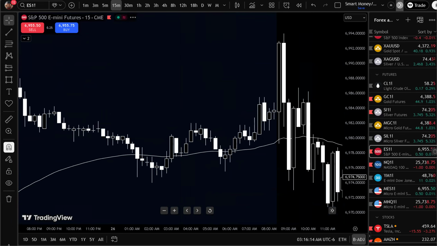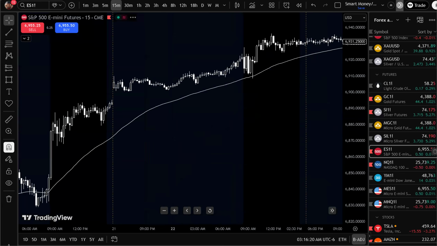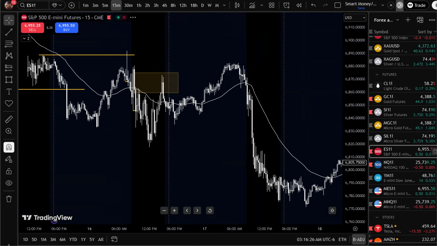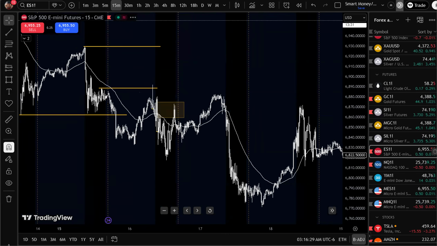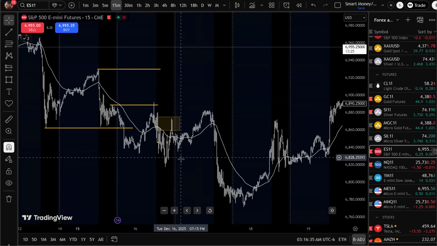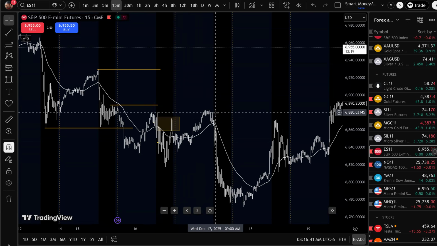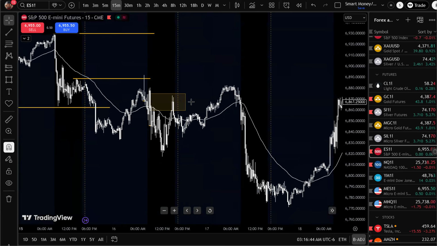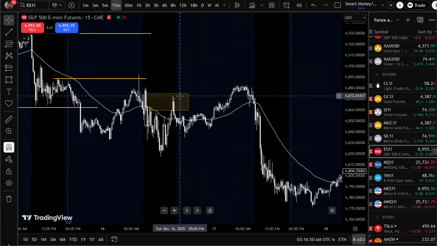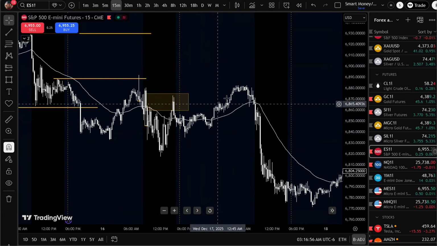Hold on. I gotta go back down. Let's see. Scroll, scroll, scroll. All right. So if you entered here, all right, this was where it wicked up right here. It wicked here. Your target would have been here. Now, this probably would hit your stop loss right here. It happens. If you entered inside here, your stop loss would have been hit. It would have came down, hit your stop loss.